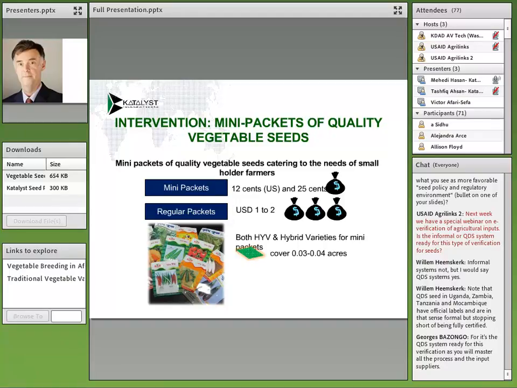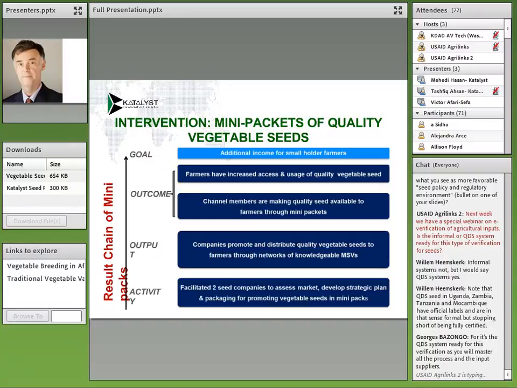And also, the price of the mini packets was 12 cents for OP varieties and 25 cents for hybrid varieties, whereas the regular packets were priced at $1 to $2 US dollars. So basically, this is our result chain of how the intervention has evolved.